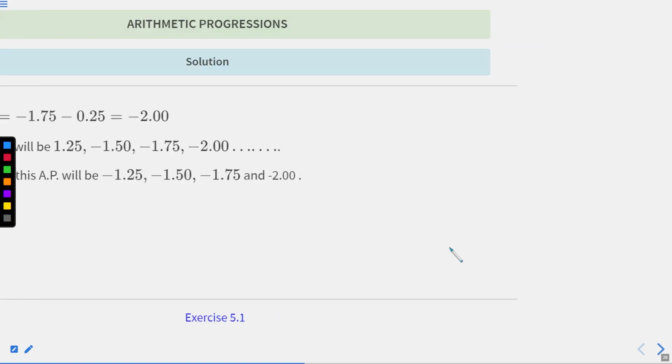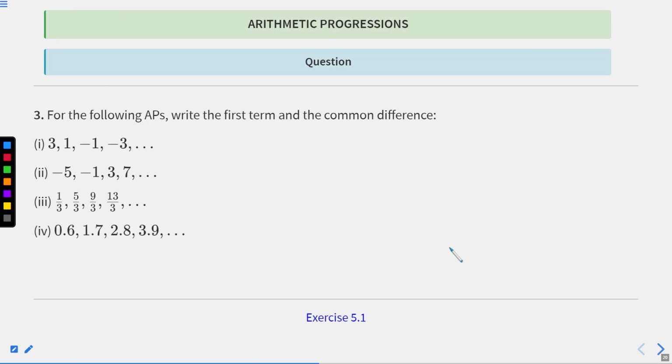Now let us move to question number 3. In this question it says, for the following APs, write the first term and the common difference. In the first one we have 3, 1, -1, -3, and so on. In the second one we have -5, -1, 3, 7, and so on.